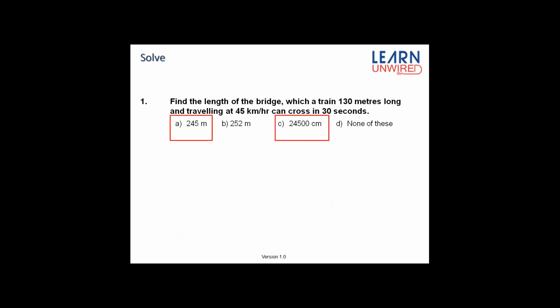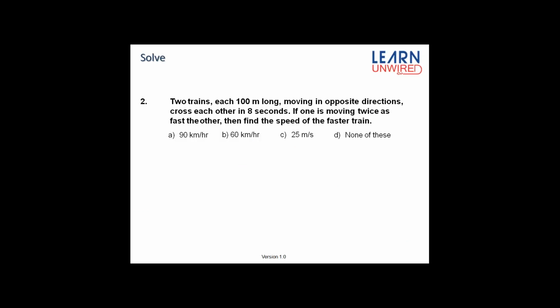Okay. Let's go to the second problem. Two trains, each 100 meters long, moving in opposite directions, cross each other in 8 seconds. If one is moving twice as fast as the other, then find the speed of the faster train. Let's do this.